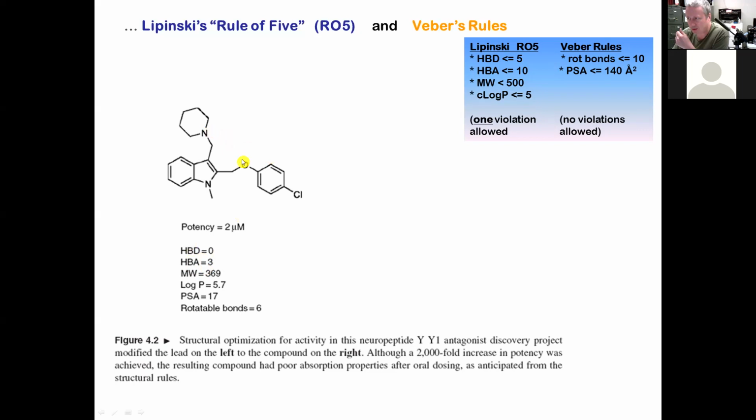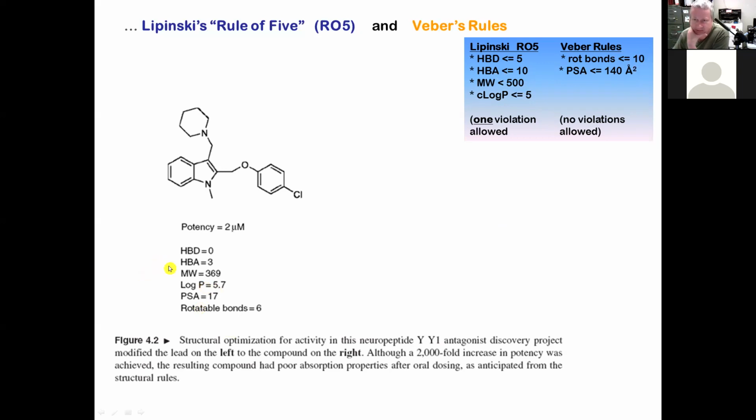So we see 1, 2, and 3. Is it the 2 nitrogens and the oxygen, that's 3, right? Those are acceptors. Yeah, that's in compliance. Molecular weight is 369. Yeah, that looks pretty compliant. Log P is 5.7. Okay, so a little bit outside of Lipinski. Polar surface area is for the Weber rules, and yeah, that looks compliant. Rotatable bonds is 6 versus 10.